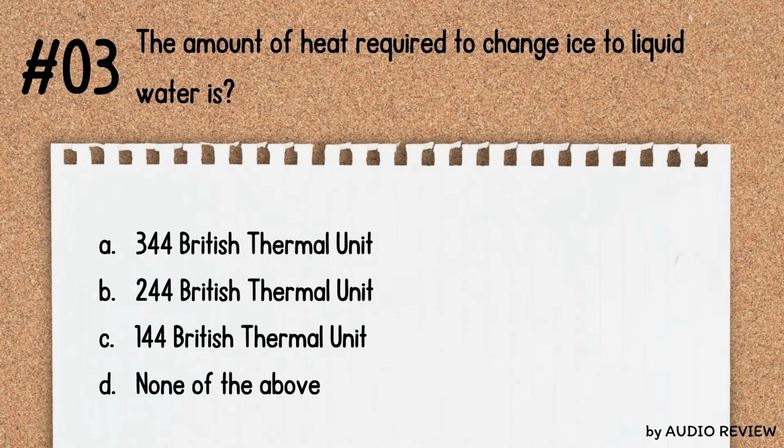Question number 3. The amount of heat required to change ice to liquid water is? A. 344 British thermal unit. B. 244 British thermal unit. C. 144 British thermal unit. D. None of the above. The answer? It's A. 344 British thermal unit. The amount of heat required to change ice to liquid water is 344 British thermal unit.